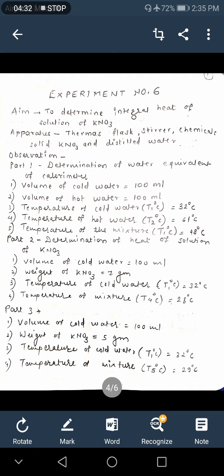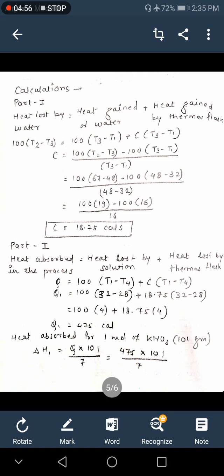In the third part, we take 5 grams of KNO3 and 100 ml cold water at 32 degree Celsius, and the temperature of the mixture after attaining a stable minimum temperature, T5, comes as 29 degree Celsius. Now the calculation. The first part is exactly the same, where we use the formula: heat lost by hot water is equal to heat gained by cold water plus heat gained by the thermos flask, and we calculate capital C, the water equivalent of the thermos flask. It comes as 18.75 calories.